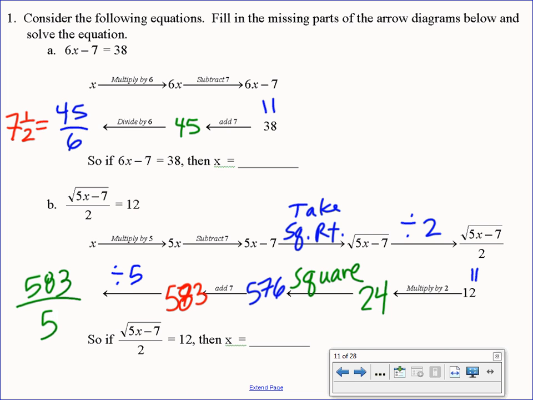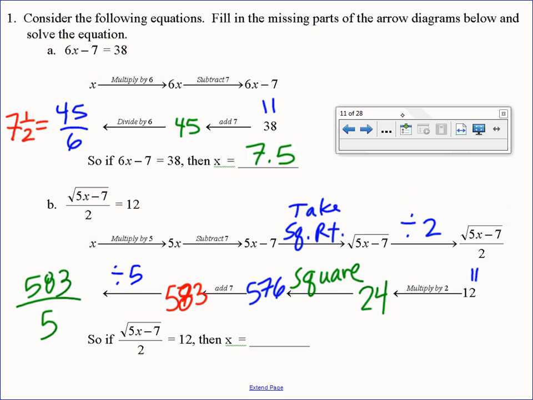Did anybody get the 583 fifths already? Whether you change it to a decimal or not, that's the process. Okay? So, right, we could go ahead and write down that x equals 7.5 and x equals 116.6. Okay, awesome.